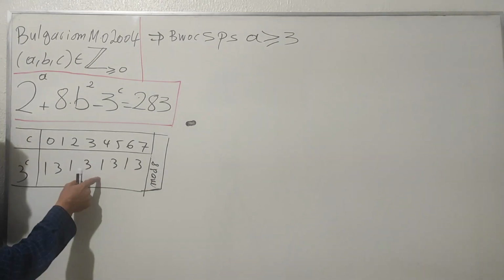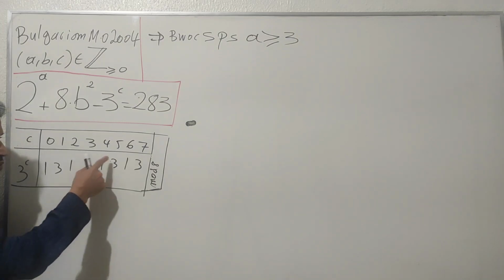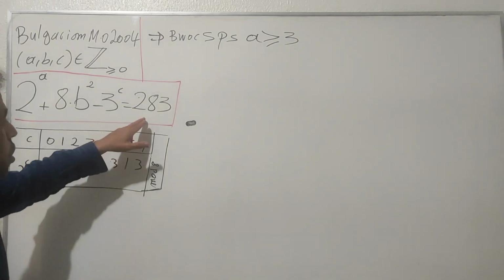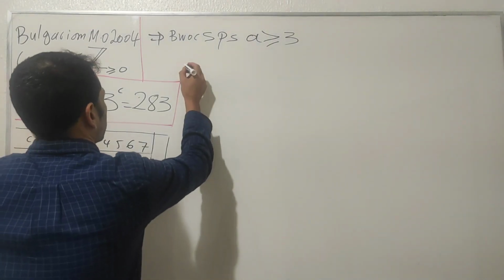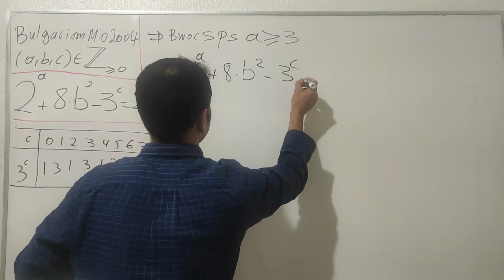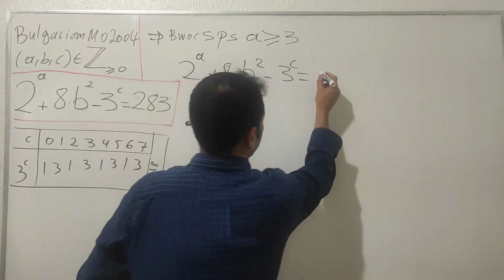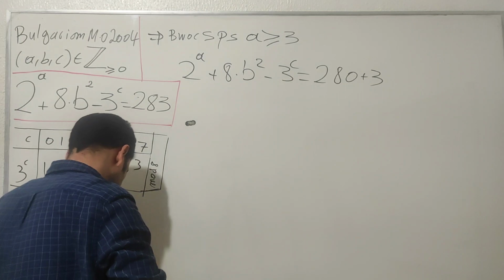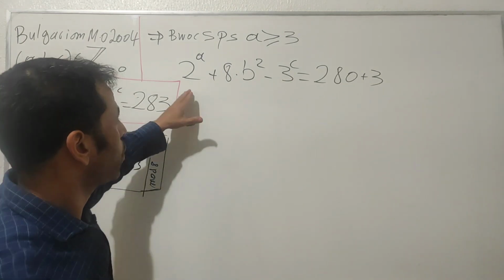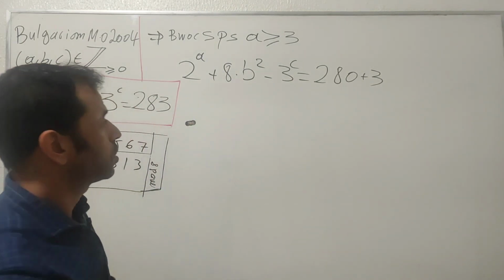Now I'm going to leave this chart here because it's very important. I'm going to use it all the time. So now I'm going to check 283. I get the following: I get 2 to the a, 280 is the same as 280 plus number 3. Now I'm going to reduce this one mod 8.